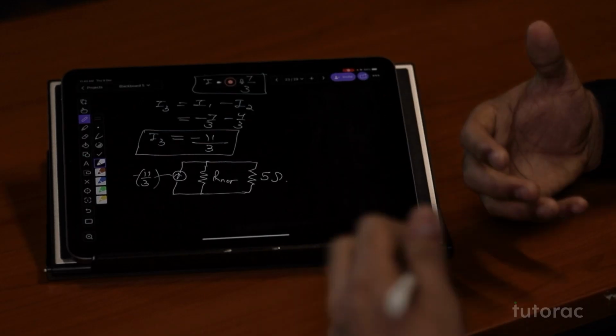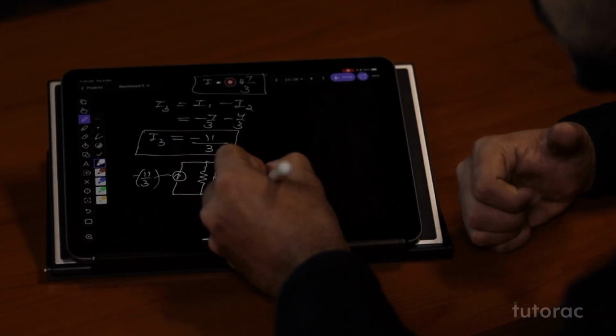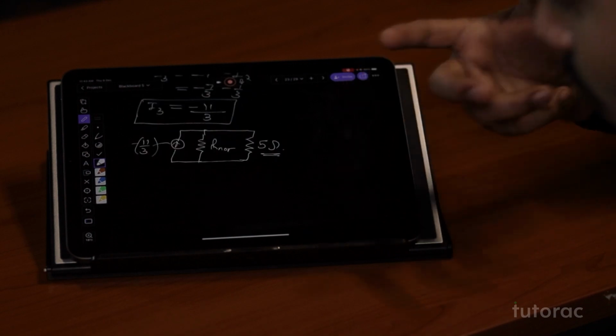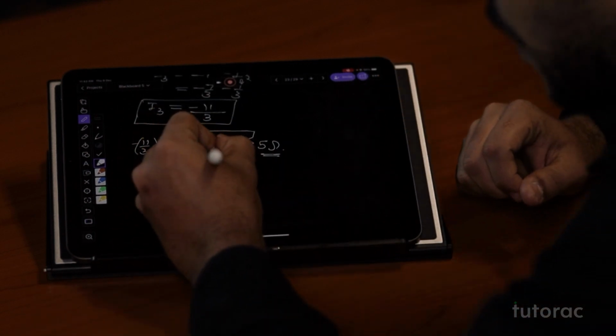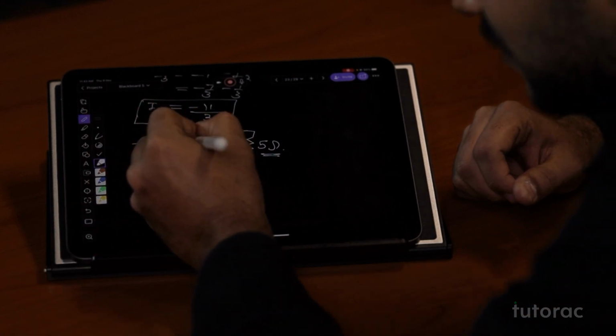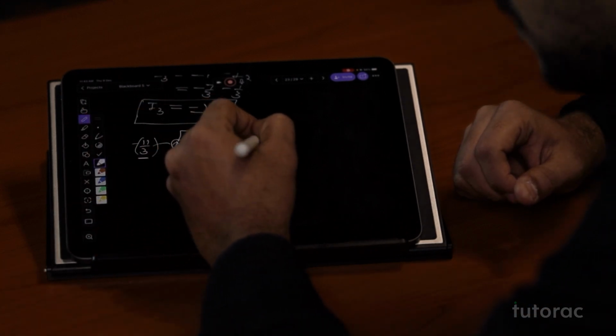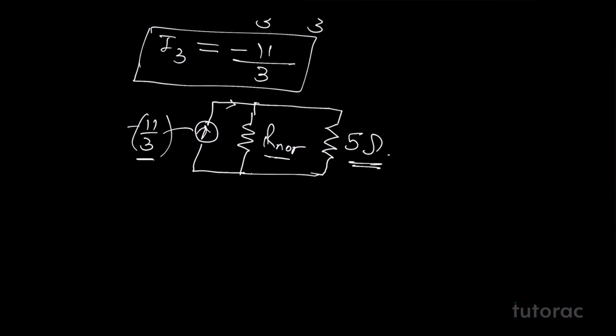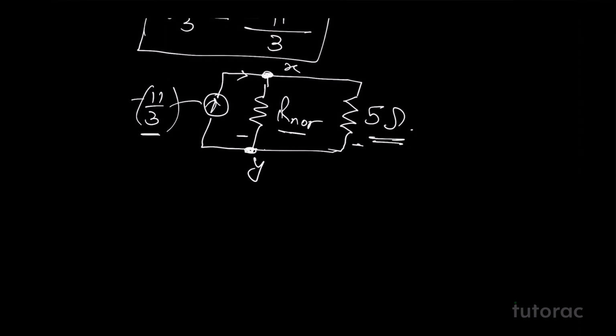Now I'll again try to calculate the current in this 5 ohm resistance. How can I do that? I know the values of R Norton, I know the value of this current, and let's say the current is flowing in this direction, it is getting divided into 2, and I have to calculate the current in the 5 ohm resistance. The potential across these 2 points, for the time being I'll say this point X and Y. So the potential across X and Y will remain same, meaning the potential across this resistor and this resistor is same.